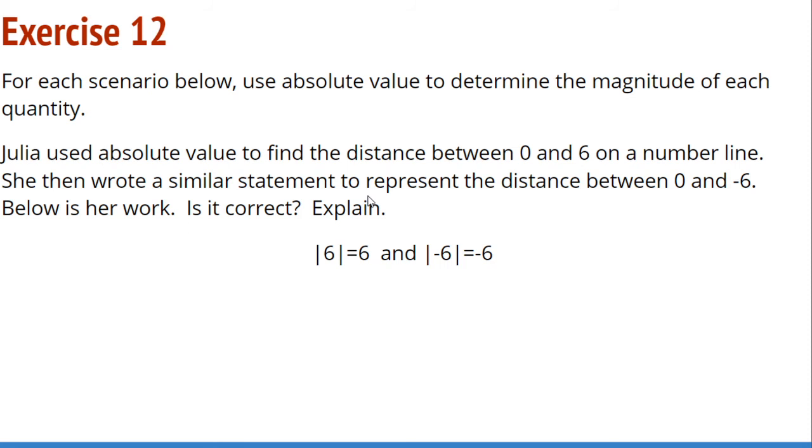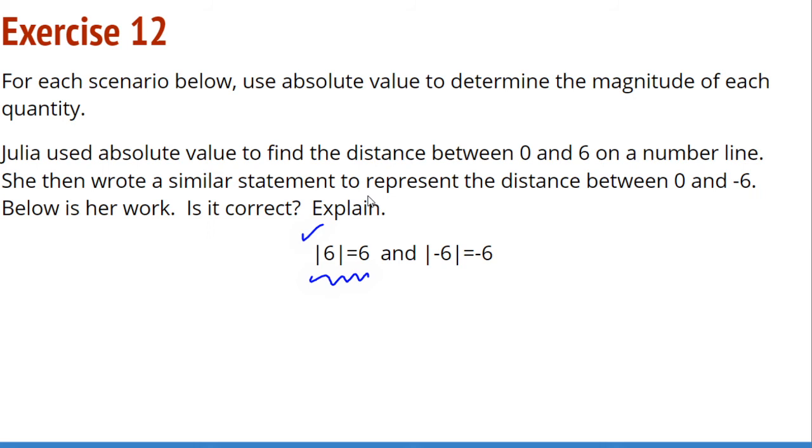Julia used absolute value to find the distance between 0 and 6 on a number line. She then wrote a similar statement to represent the distance between 0 and -6. Below is her work. Is it correct? So do you agree with what Julia has written here? She has written that the absolute value of 6 is 6. I agree with that.